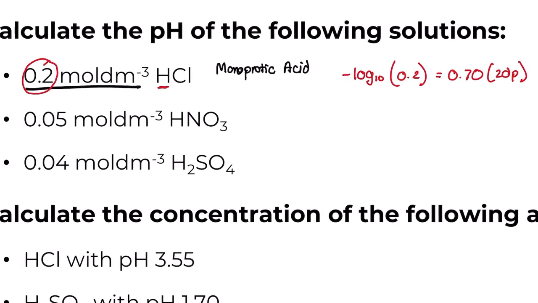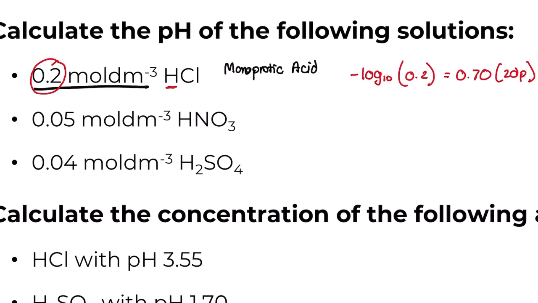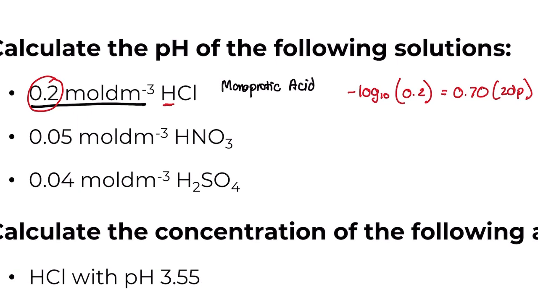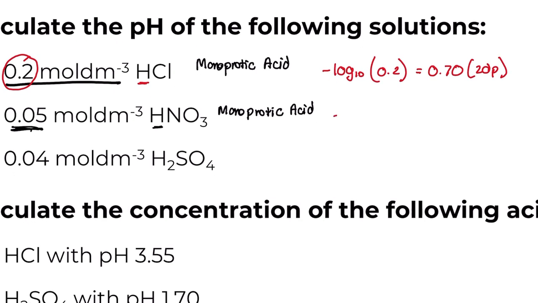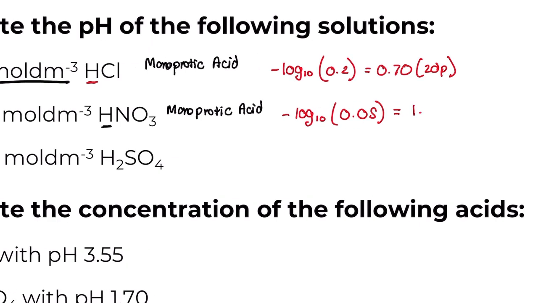Okay, now for this next question, we've got 0.05 mole per dm cubed of nitric acid. Now again, over here, we've got a monoprotic acid. Because we have a monoprotic acid, the concentration is going to stay the same for the hydrogen ions. So we can use our expression, negative log base 10 of 0.05 this time. And we can type this into our calculator. And that gives you an answer of 1.30 to 2 decimal places.